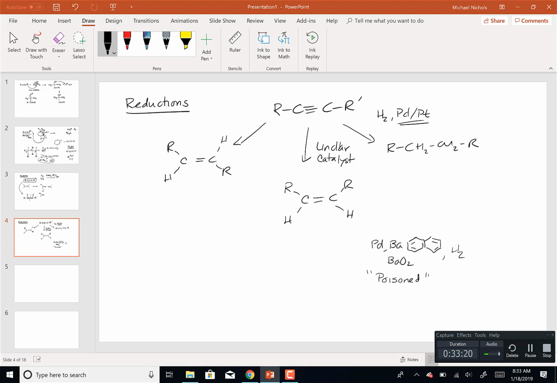So the hydrogen still adds cis, which it did with alkenes, but now with the poisoned Lindlar catalyst, the double bond won't react, so it stays. And I'm sure there's other variations of this. I think the Lindlar catalyst is probably patented, or it was at some point.